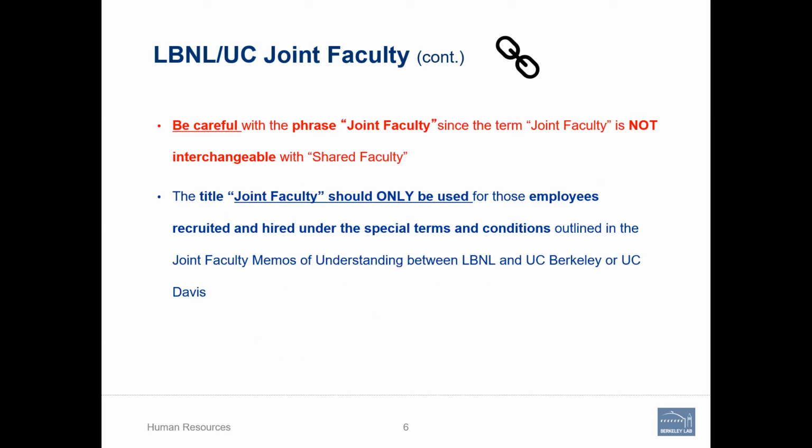Also, again, be careful with the phrase joint faculty, since the term is not interchangeable. The title joint faculty should only be used for those employees recruited and hired under the special terms and conditions outlined in the joint faculty memos of understanding between LBNL, UC Berkeley, or UC Davis. So whenever one of your divisions is talking about hiring faculty and starts using the term with shared faculty, you really need to go back and find out exactly how this employee is going to be hired into the lab. And that's really critical.